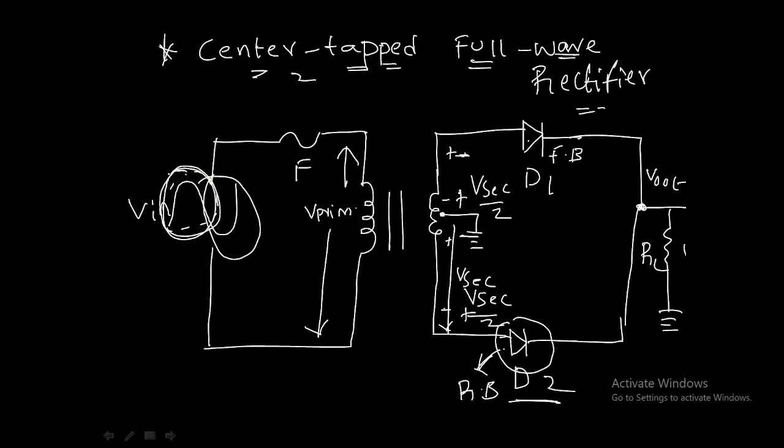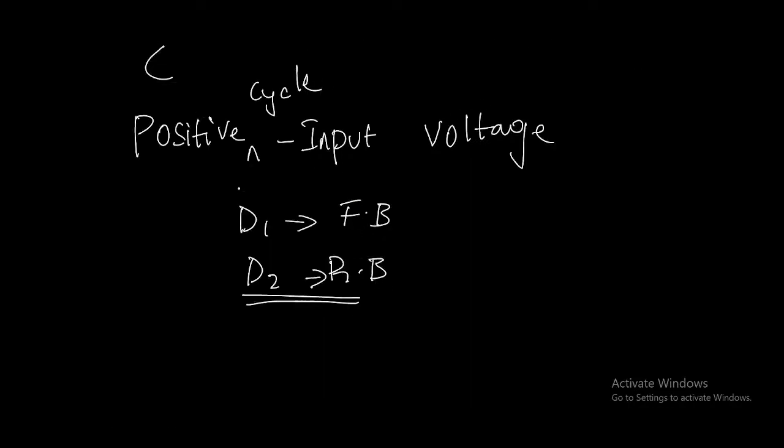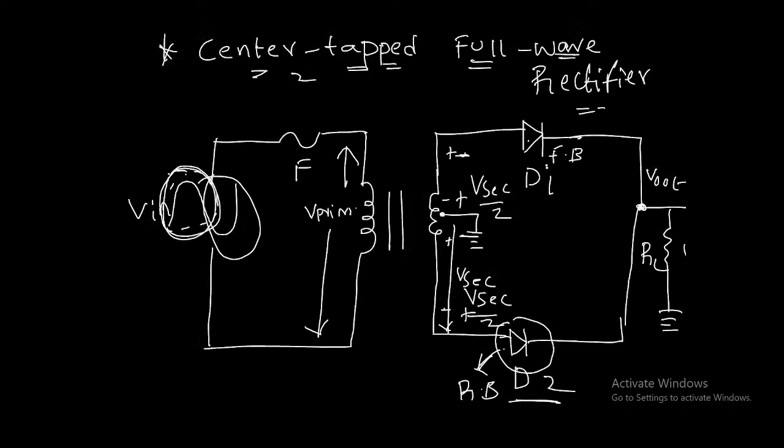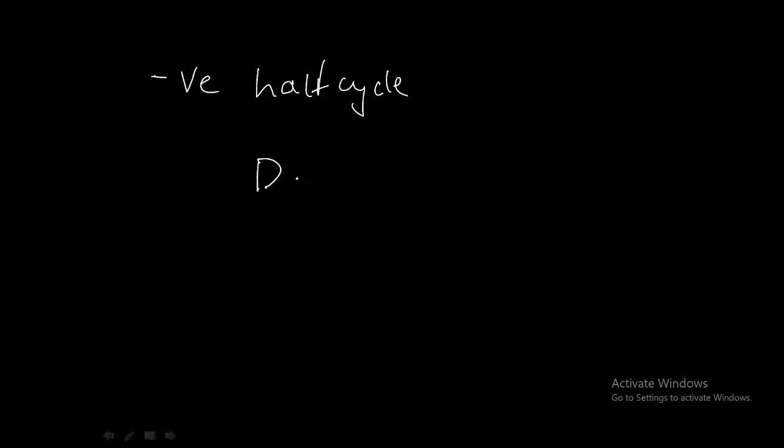And now what is happening? When the negative half cycle comes, I will write it here. Negative half cycle, the polarity changes. It will be minus plus, minus plus. So the positive side is given to D2. So that's why D2 will be in forward bias and D1 will be in reverse bias.